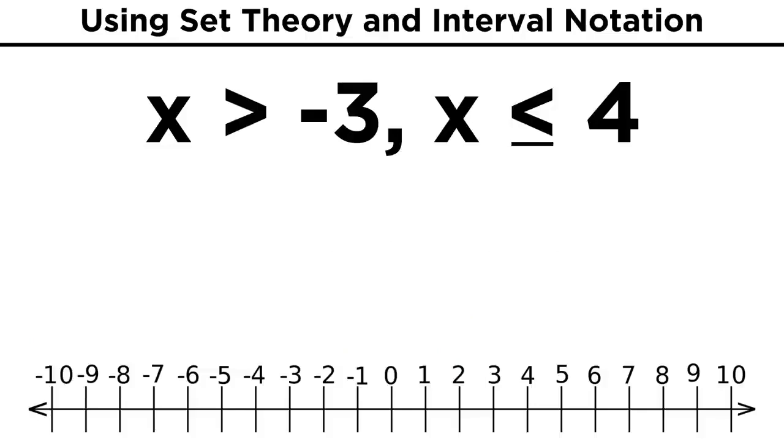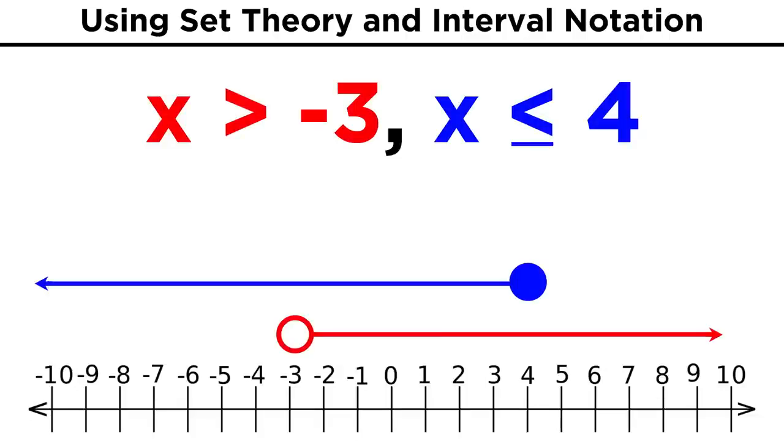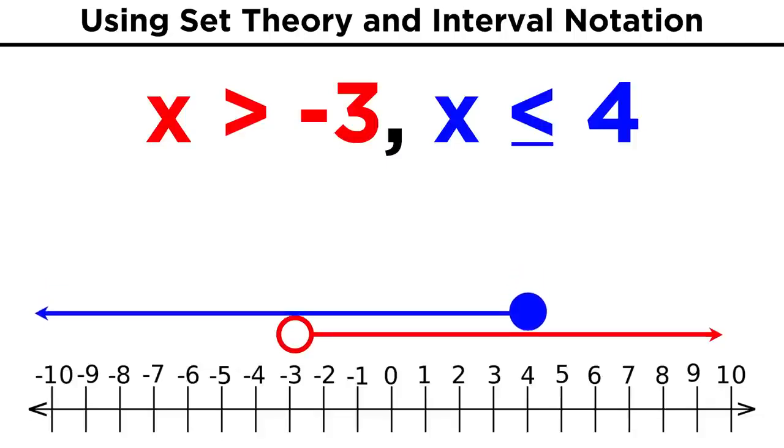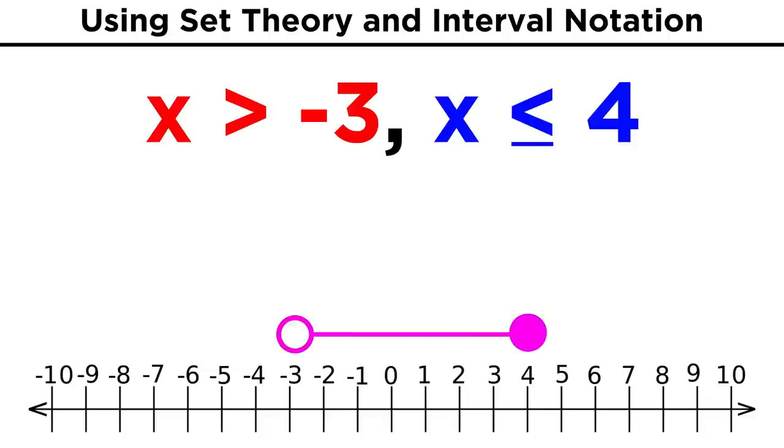We could represent solutions to systems of inequalities this way as well. Say we have x is greater than negative 3 and x is less than or equal to 4. Again, looking at the number line, anything greater than negative 3 works for the first one, and anything less than or equal to 4 works for the other one. But the only values that will be solutions to the system of inequalities will be values that are solutions for both inequalities. That will be this region of overlap here.